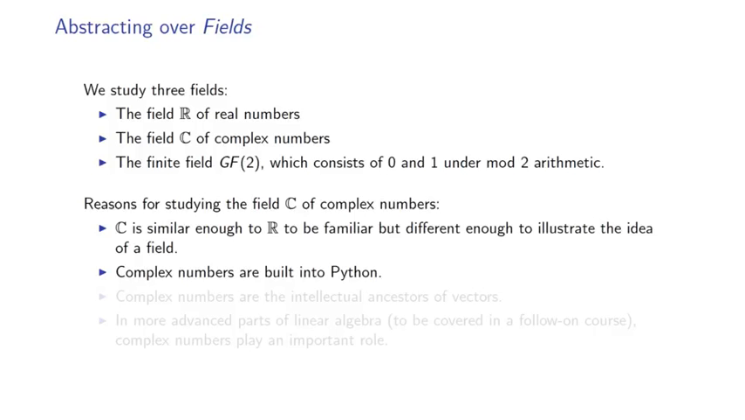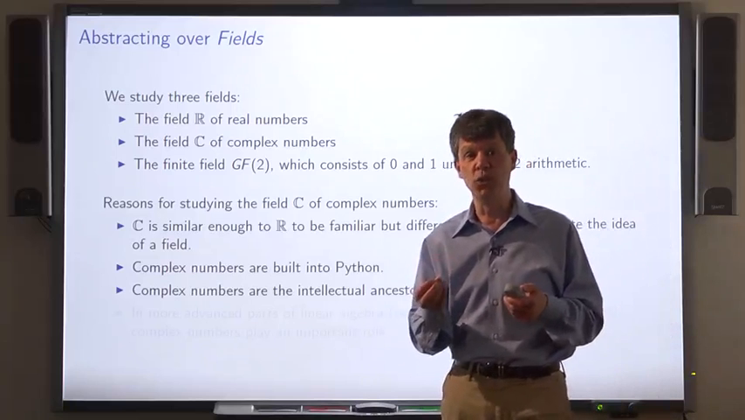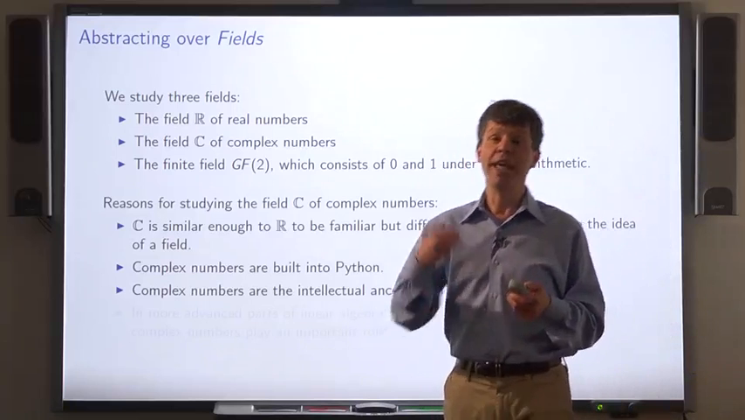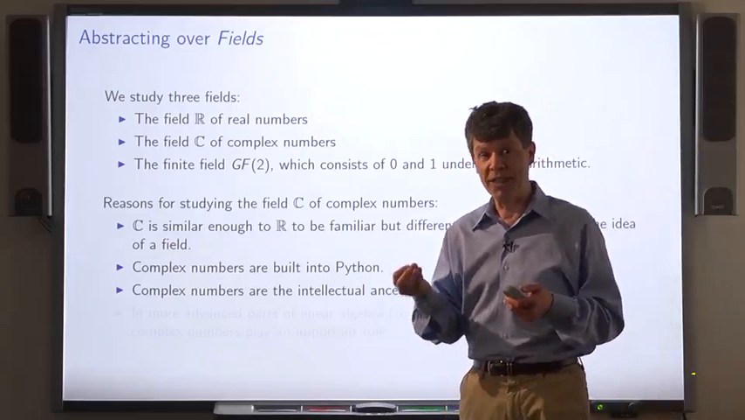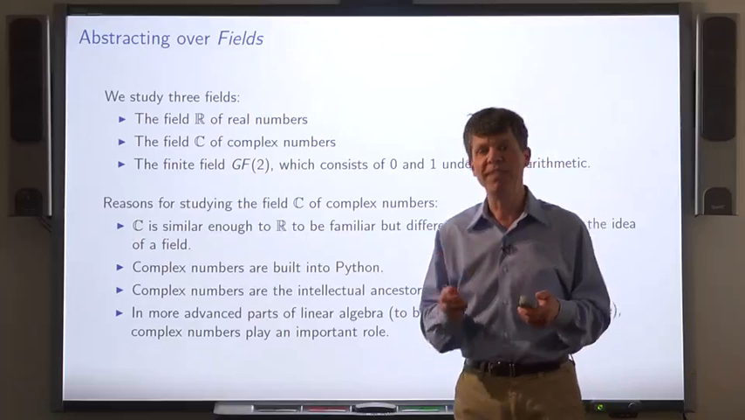Now, another reason that complex numbers are convenient is that they're built right into Python. Also, complex numbers are, in some sense, the intellectual ancestors of vectors. So some of the basic operations that we can do with complex numbers we'll later learn how to do in higher dimension with vectors. And finally, in more advanced parts of linear algebra, complex numbers are essential.